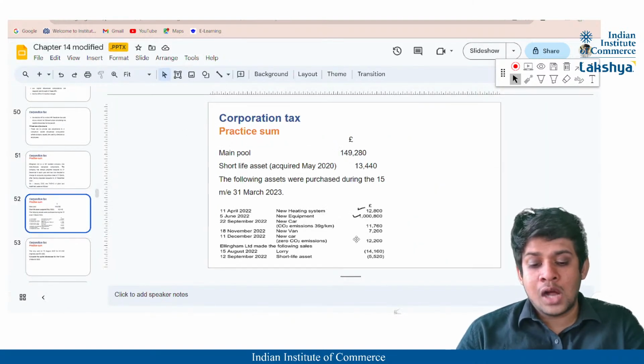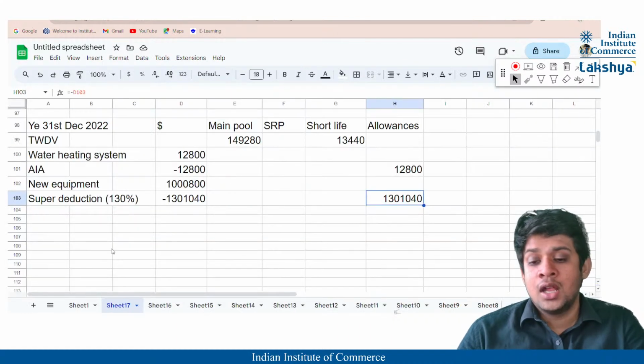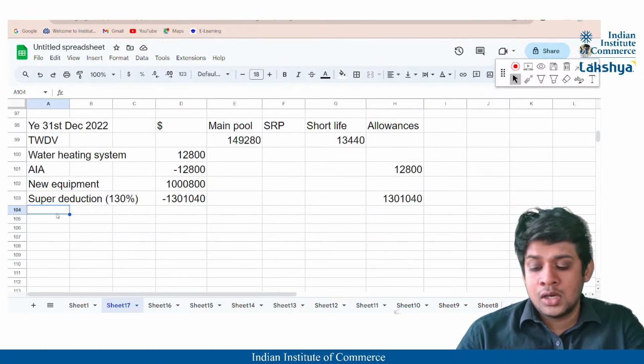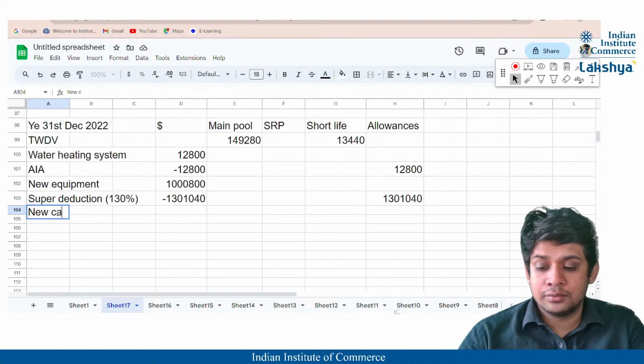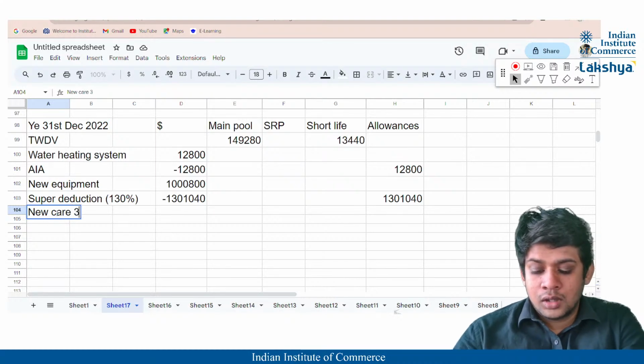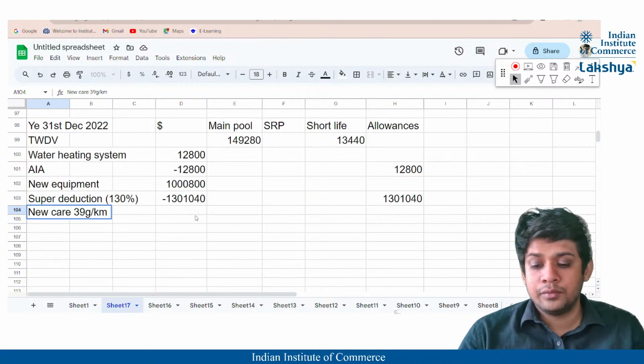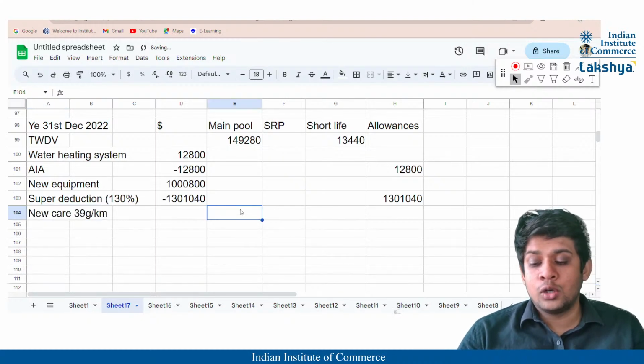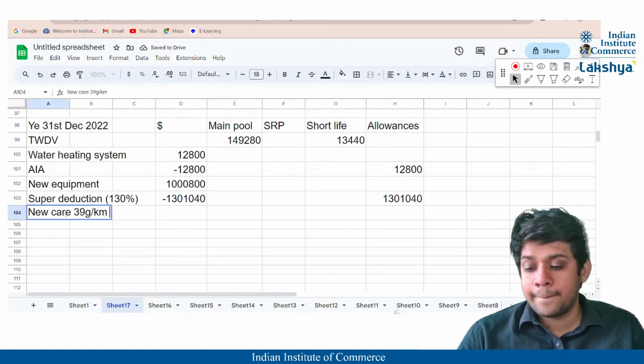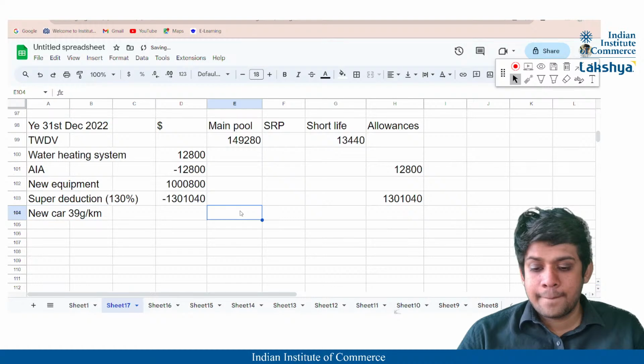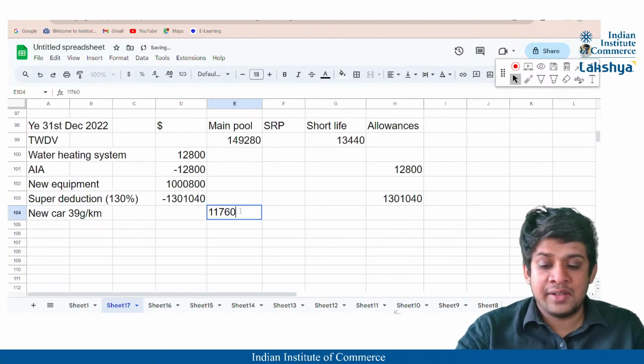Then I purchased a new car for 11,760 with 39 grams per kilometer CO2 emissions. New car, 39 grams per kilometer CO2 emission. It will directly go to my main pool because it is 39 grams per kilometer. Okay. 11,760.